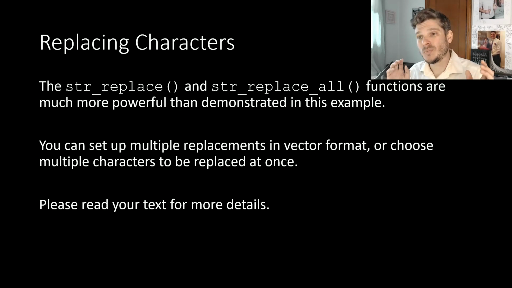All right, so I went over that really quickly, and I tried to do a very useful example with how we can redo our column names to put them in our standard form. But the string replace and the replace all functions are really, really powerful and useful and have way more applications than I talked about here. And I know that's true of most of the things we do in R. There's way more that we can do in this programming language that's been built on for decades now. But you can absolutely set up multiple replacements in vector form. You can choose multiple characters to be replaced at once. You can do a lot of really powerful things with this. So please read your textbook. Read this section for some more examples about how you can use these particular functions in more in-depth ways.